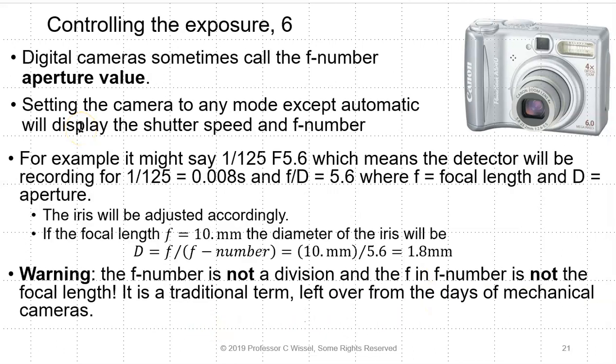Okay, digital cameras sometimes call the f number the aperture value. Oh, goody, something new. Setting the camera to any mode except automatic will display the shutter speed and the f number. Might say 125 f5.6.